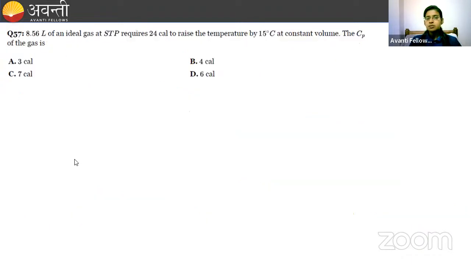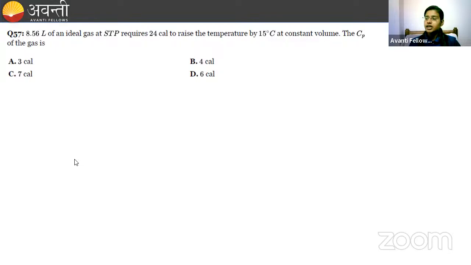Next, coming to question number 57. 8.56 liter of an ideal gas at STP requires 24 calorie to raise the temperature by 15 degrees Celsius at constant volume. The Cp of the gas is?